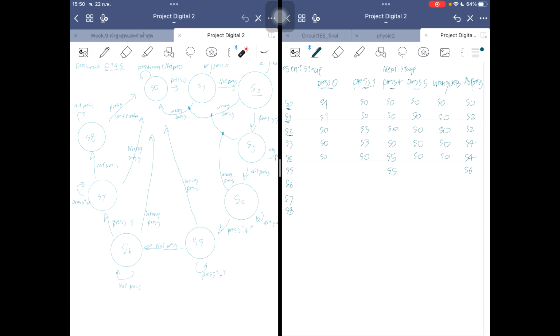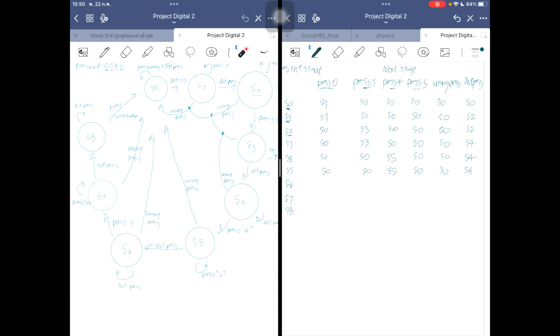And another condition is wrong press. When you write wrong press, they will go to state 0 immediately. And press 0, press 1, press 5 is in the wrong press too. Then go to state 0. Okay, and this is the result of the state 5 that we want. Then go to state 6.